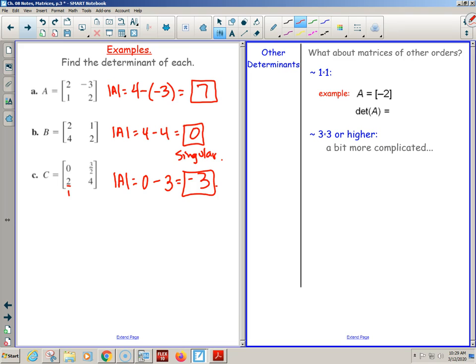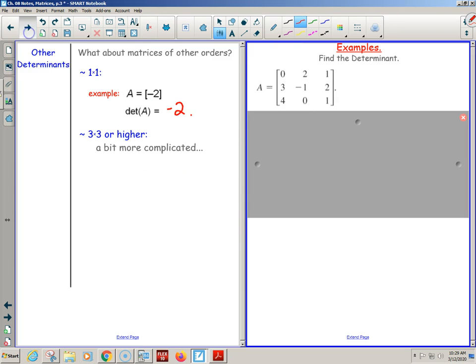But over here, what if we have a 1 by 1? Life is good. It's just the element. It's just the entry. That's it. You're done. But the sadder question is, what if we have anything besides a 1 by 1 or a 2 by 2? And that's where it gets to be a bit interesting.